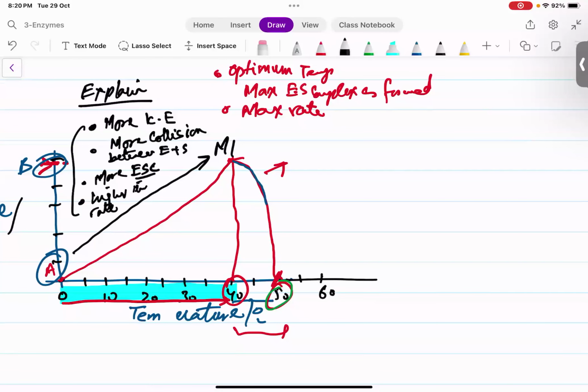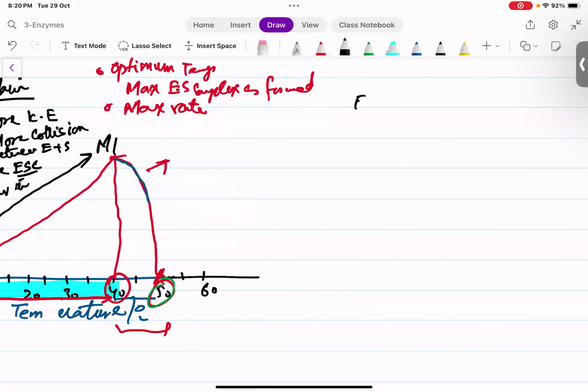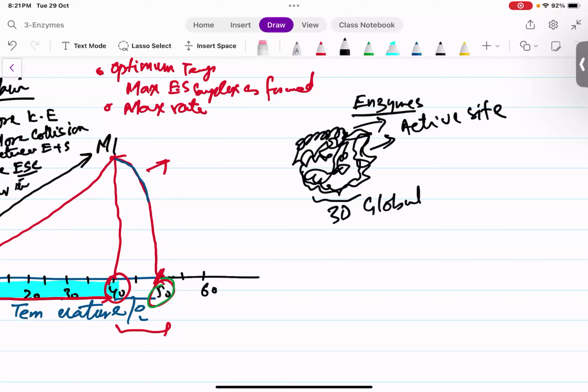The enzymes are globular proteins, and they have tertiary structure. Enzymes are globular proteins, and they have tertiary structure. They have a single polypeptide, which is folded and coiled upon itself to make this 3D globular shape. Maybe this has an active site here. So this may be an active site, and this is the 3D globular shape. At very high temperature, what would happen?